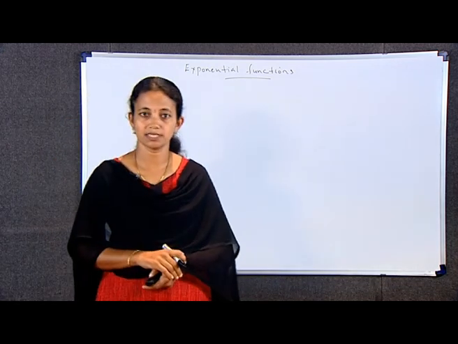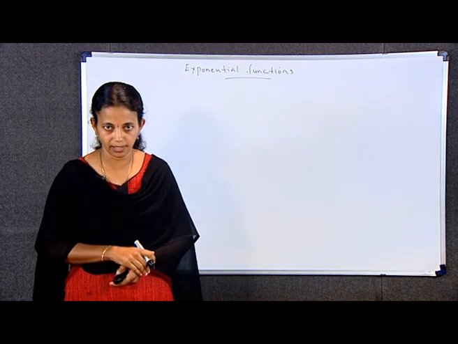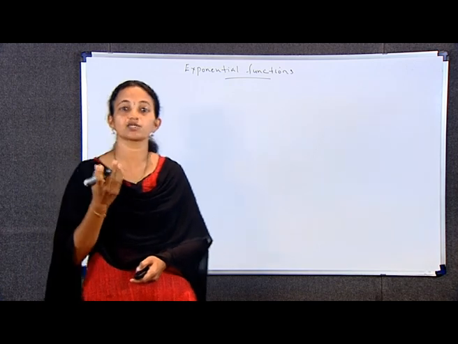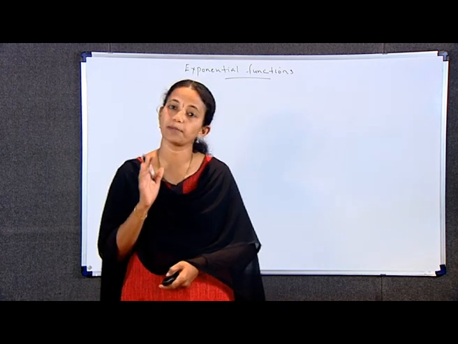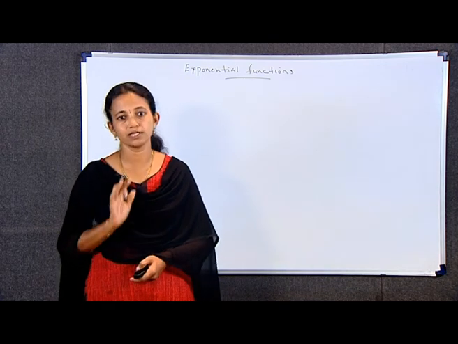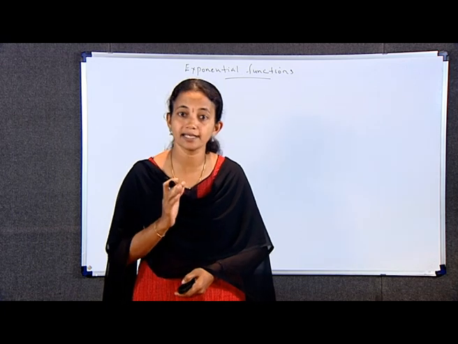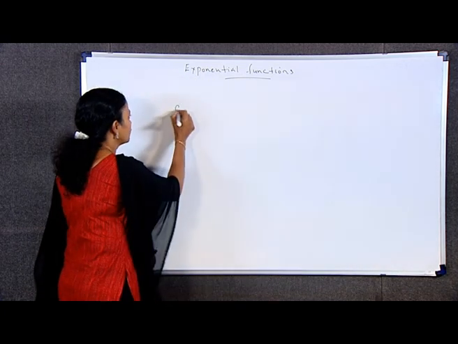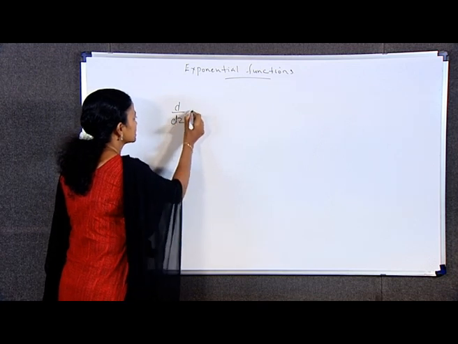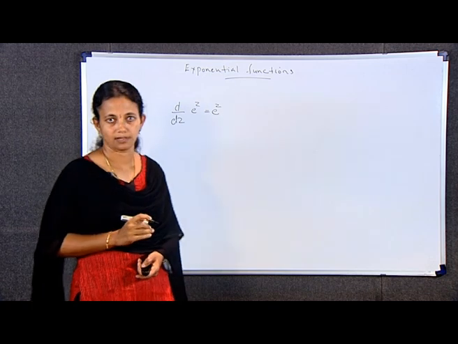The first one is e raised to z is equal to e raised to x plus iy, which we can write as e raised to x into e raised to iy, which is equal to e raised to x into cos y plus i sin y, and the proof is obvious. The second one is e raised to z is analytic for all z, and d by dz of e raised to z is equal to e raised to z.